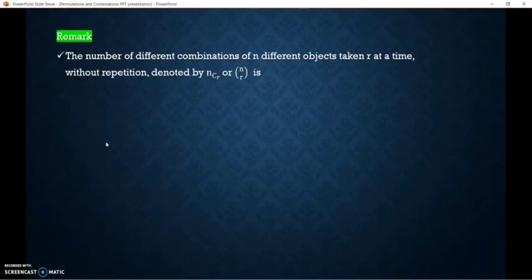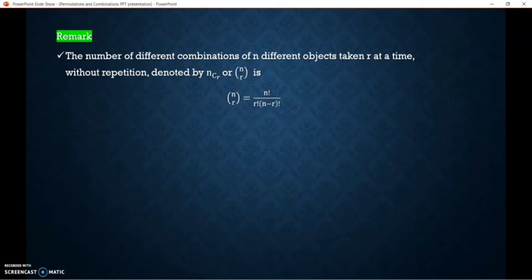So let's look at the formula for combination. The number of different combinations of n different objects taken r at a time, without repetition, is denoted by nCr. That means the combination of n objects taken r at a time. It was nPr in the previous case, the permutation of n objects taken r at a time. Here it is the combination of n objects taken r at a time. There are two notations, and either can be used according to convenience. So nCr is equal to n factorial upon r factorial times n minus r factorial.